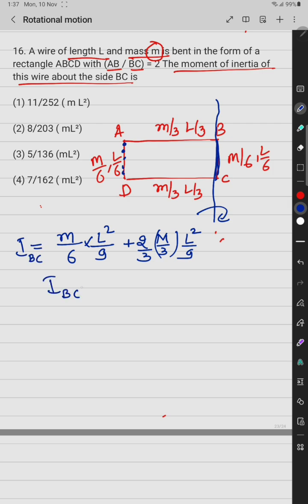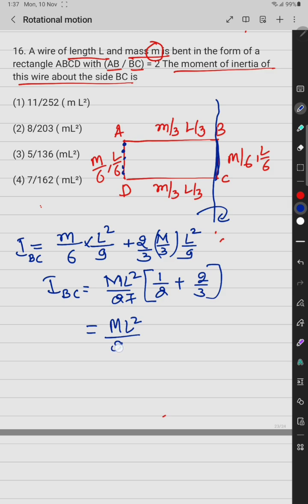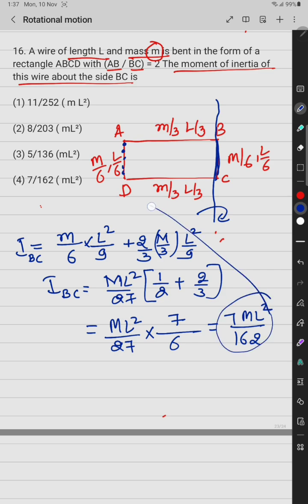And about BC, it is, I think, ml square by 27 taking common. Then it is 1 by 2 plus 2 by 3. Then it is ml square by 27 multiplied by 6 and 7. So I_BC is 7 ml square divided by 27 into 6. It is a 2 and 4 is carry. It is 162. So the correct option is the fourth one.